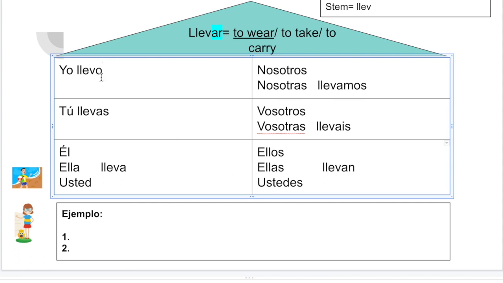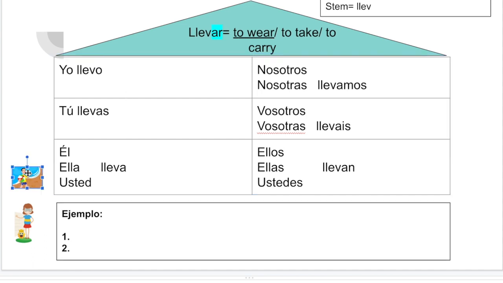Same conjugation o, as, a, amos, an, and I don't change the stem. The stem remains the same. Just drop the AR and put the endings. Ejemplo, so we're going to use these images here.